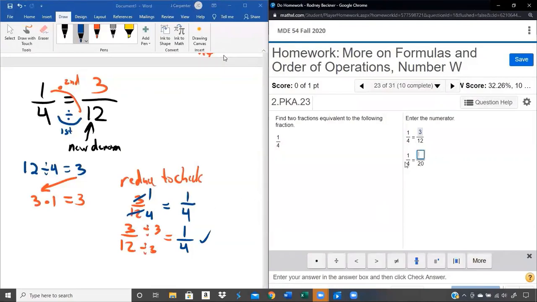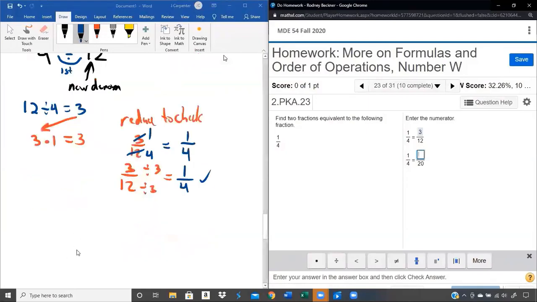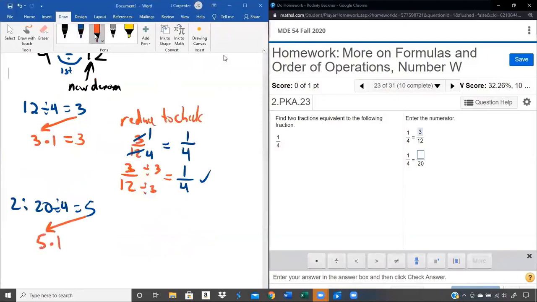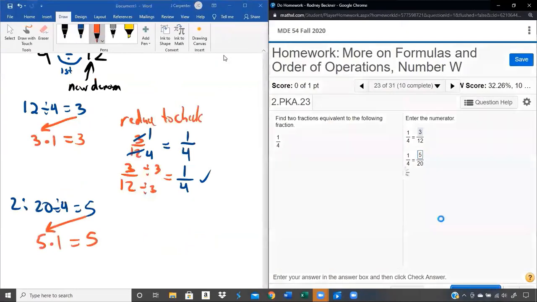So this time what we're going to do is divide the bottoms, 20 divided by 4 would be 5, and then multiply by the top. 5 times 1 would be 5. So again, for this new problem, we're taking 20 divided by 4, which is 5. We take that result and we multiply it by what was in the top originally. 5 times 1 is 5. And if you reduced 5 20ths, 5 goes into 5 once, 5 goes into 20 four times. It works.